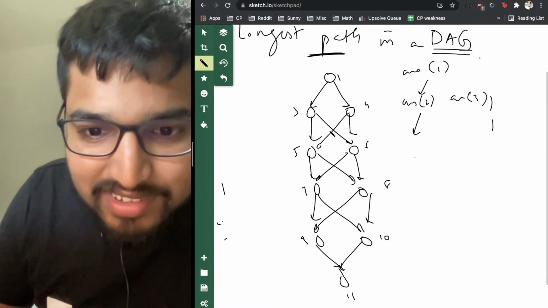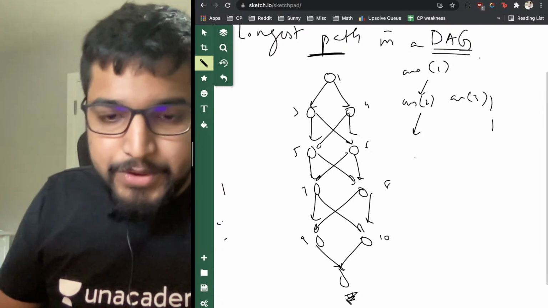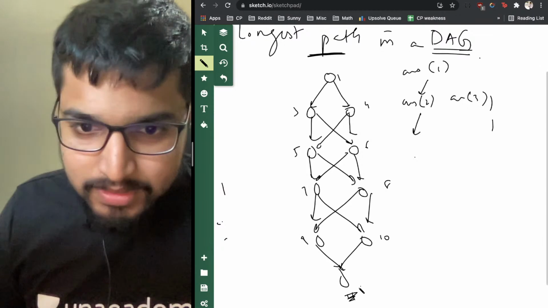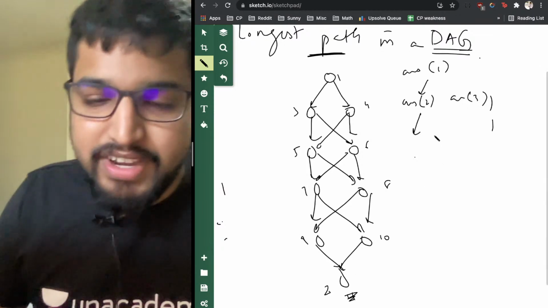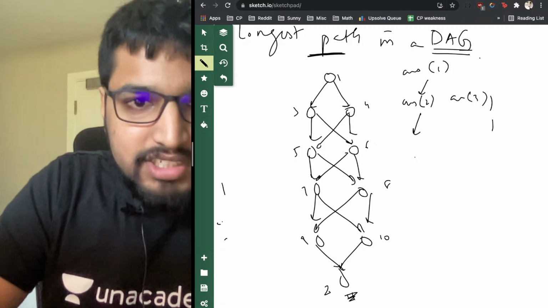Okay, sorry, oopsie. It's far. The node is far. Let's call the last node 3, last node 2. 1 to 2 you want to reach. Okay, let's check this first.